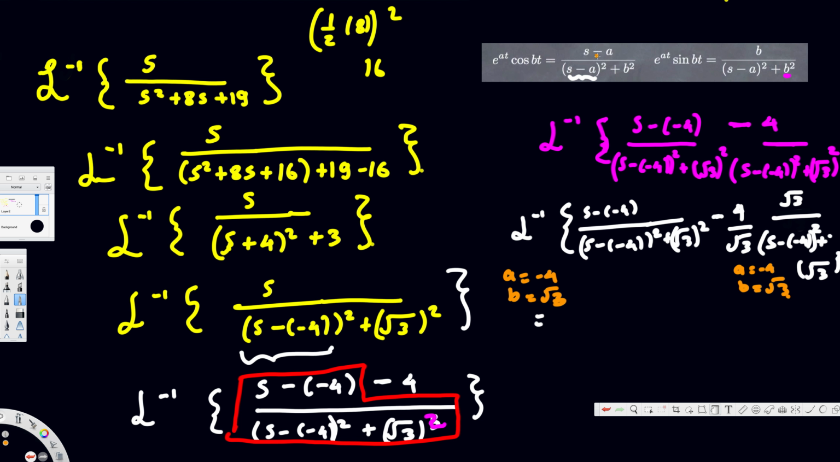Now this one is going to be directly like this. So we are going to have e power at. So a is negative 4 and t. Then we are going to have cos bt, cos root 3t. Okay. And after that we are going to write this one. Here we are going to have negative 4 over root 3 first. And after that we are going to convert this part into sine function like this. So this is going to be e power negative 4t, and then b is going to be root 3, so this is going to be sine root 3t, and that's going to be our final answer.